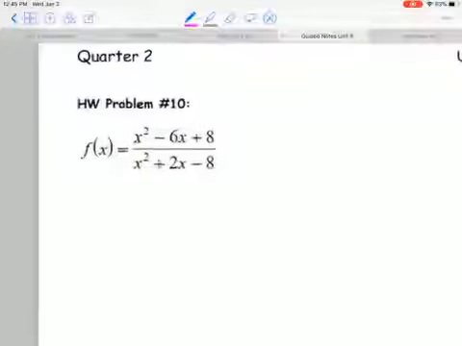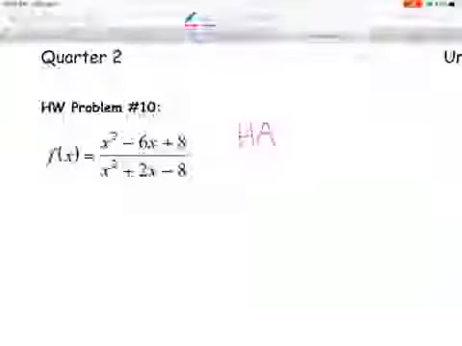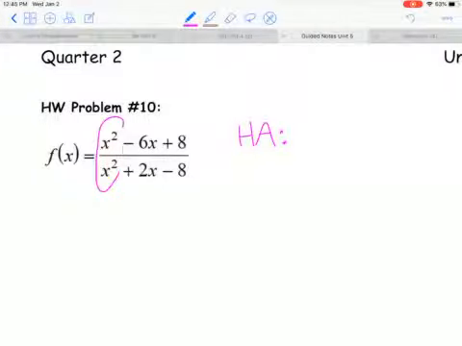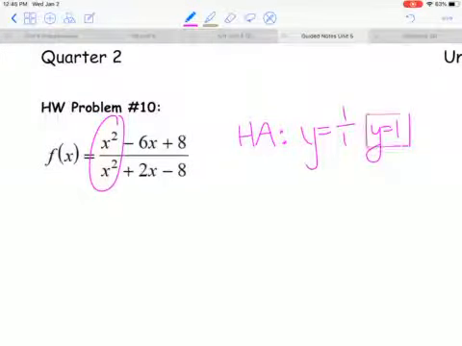There we go. So this one's a little trickier because you do have to factor, but let's first start with the horizontal asymptote. So remember, you compare x squared and x squared. Those have the same exponent, so you do the fraction, so 1 over 1, which is just 1. Vertical asymptote is where we actually have to go and factor. So let's factor this really quick.